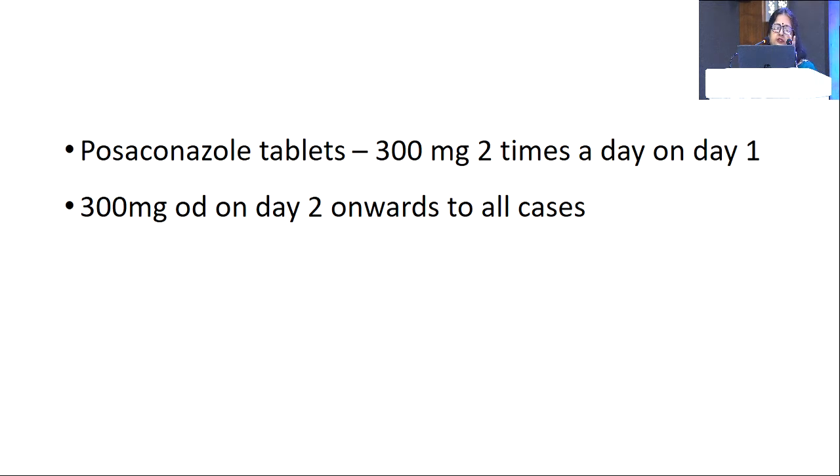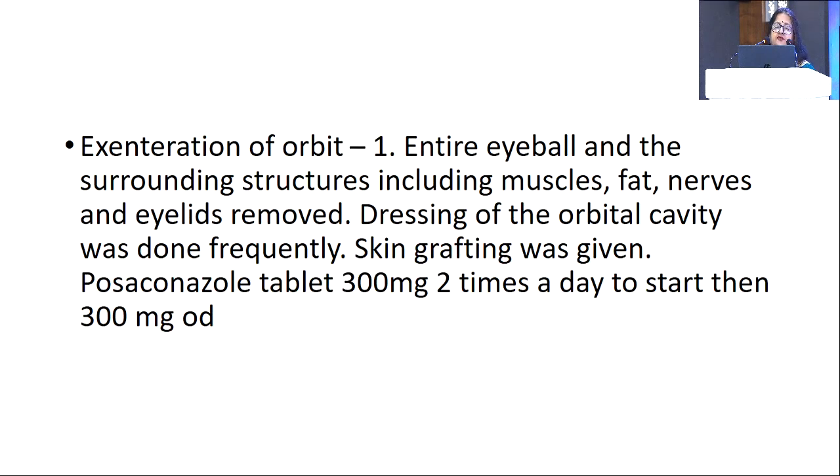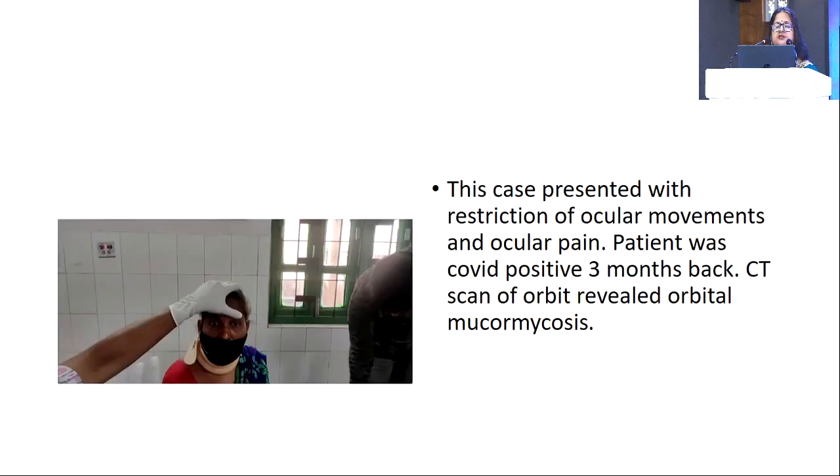Posaconazole tablets were preferred, 300 mg twice a day on day 1, and then 300 mg OD from day 2 onwards in all the cases. Exenteration of the orbit was done in 1 case. The entire eyeball and the surrounding structures, including muscles, fat, nerves, and eyelids, were removed. Dressing of the orbital cavity was done frequently. Skin grafting was done. Posaconazole tablet 300 mg twice daily to start, and then 300 mg OD was given.